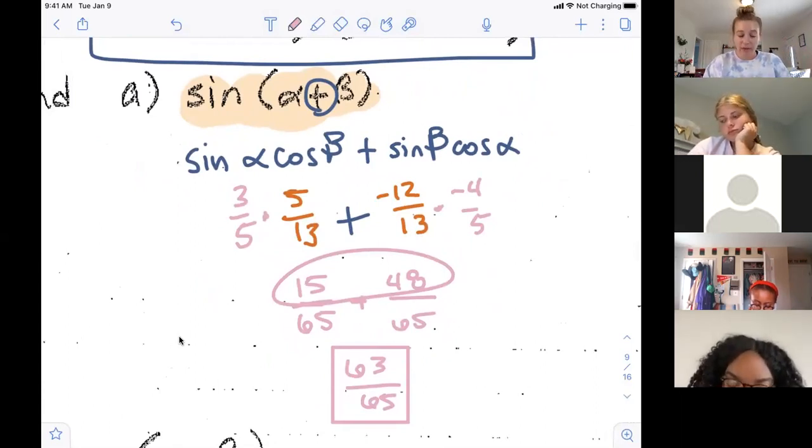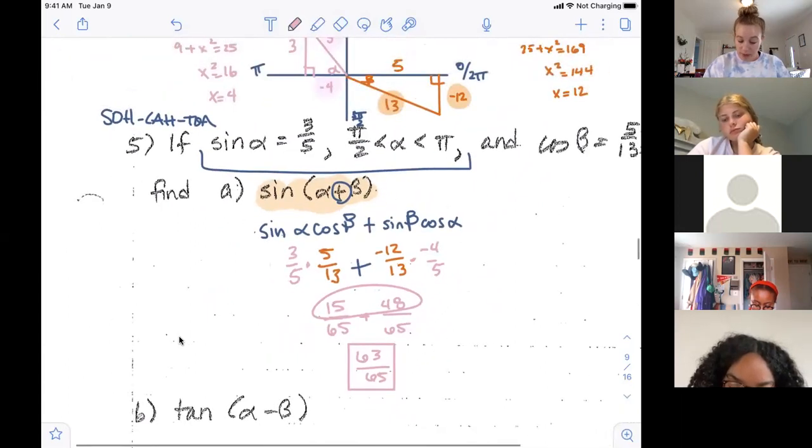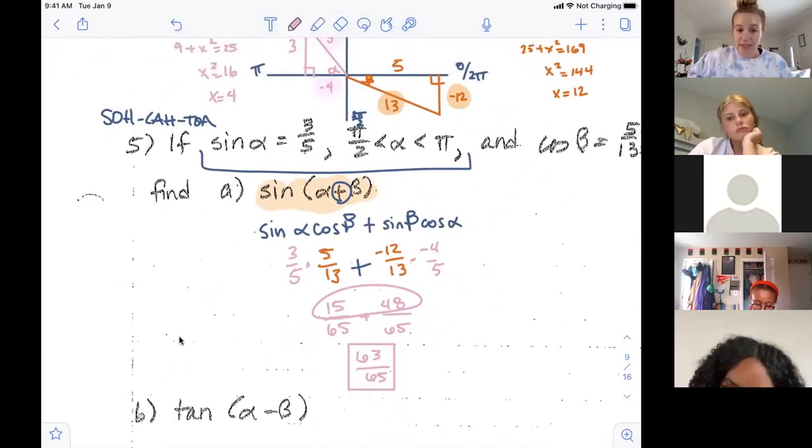That's it. Since I have all these nice, pretty fractions up here, it was able to simplify down easily to one number. Any questions so far? All right, the next one's very similar.